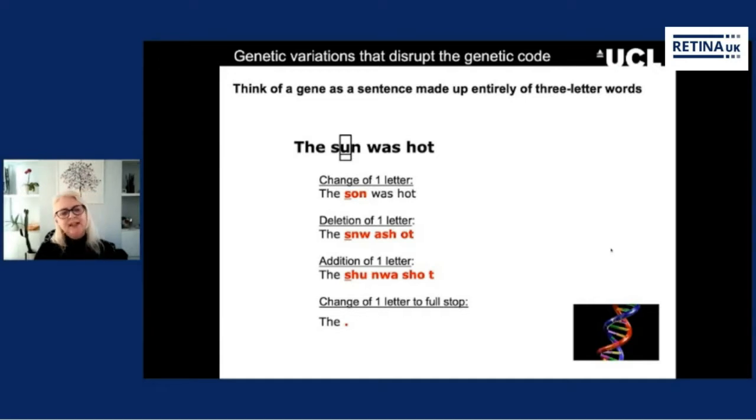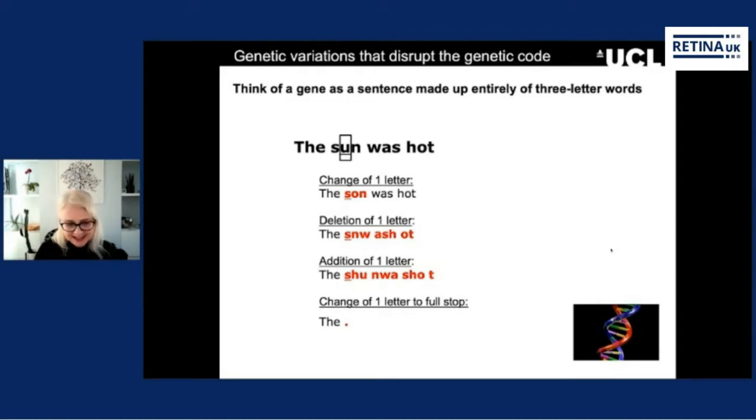So that's an example of the type of disruption to the genetic code that we're looking for in the DNA sequence. Other things that can happen is we could lose 1 letter out of these 3-letter words. So let's say we lose the U in sun. Now you can see that after there is no sentence. It doesn't make any sense at all.